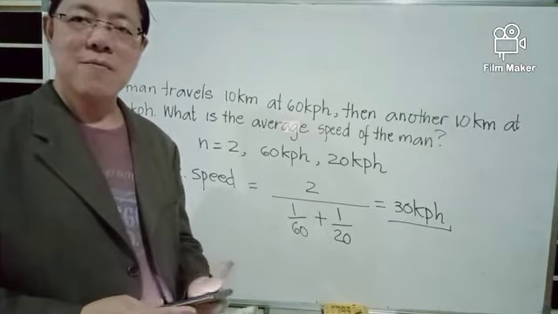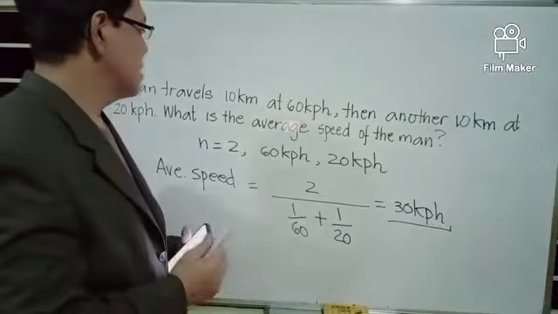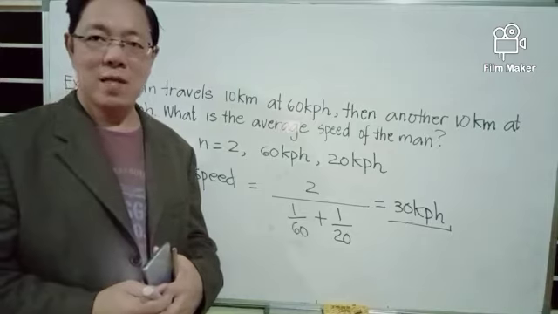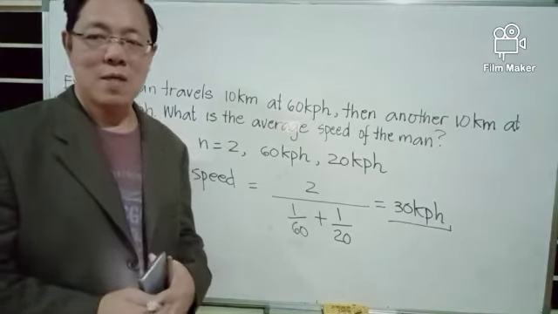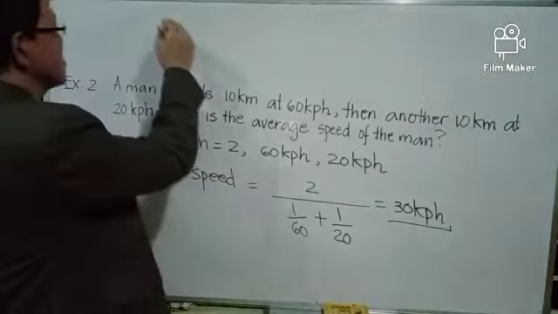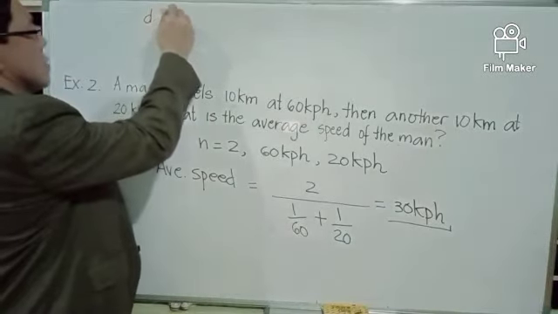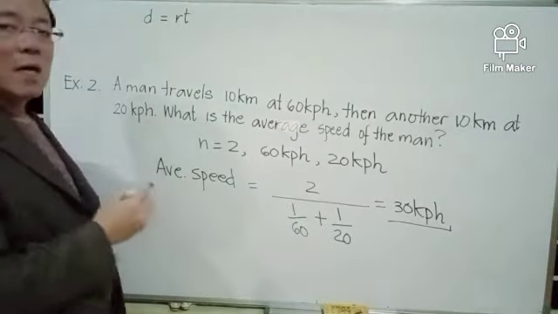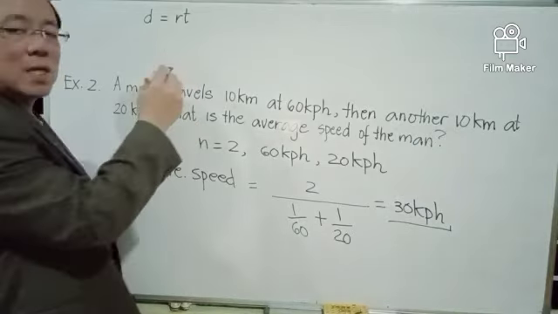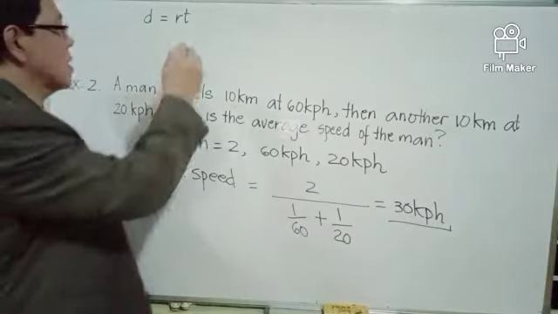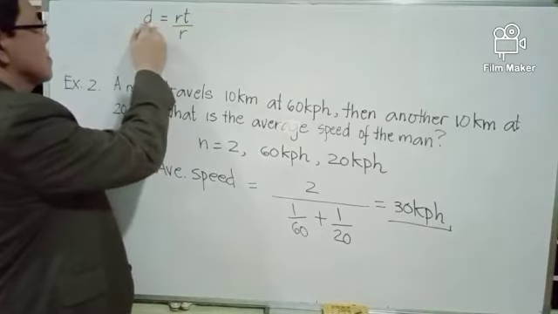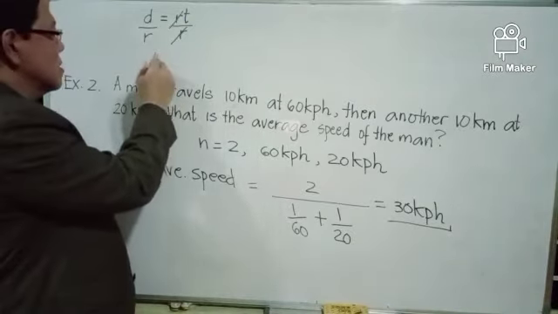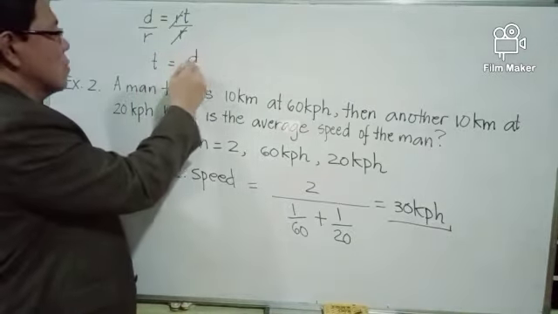Now we will check if this average is correct. The formula for calculating distance traveled given the rate or the speed and the time elapsed is the following: distance equals speed or the rate multiplied by time. And from here, we can solve for t by dividing both sides by r or the speed. And r will cancel out from the right hand side. We have t equals distance over r.